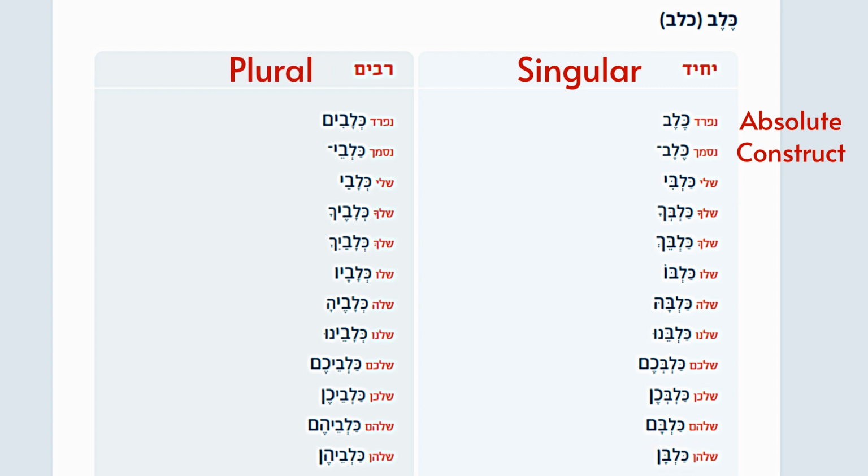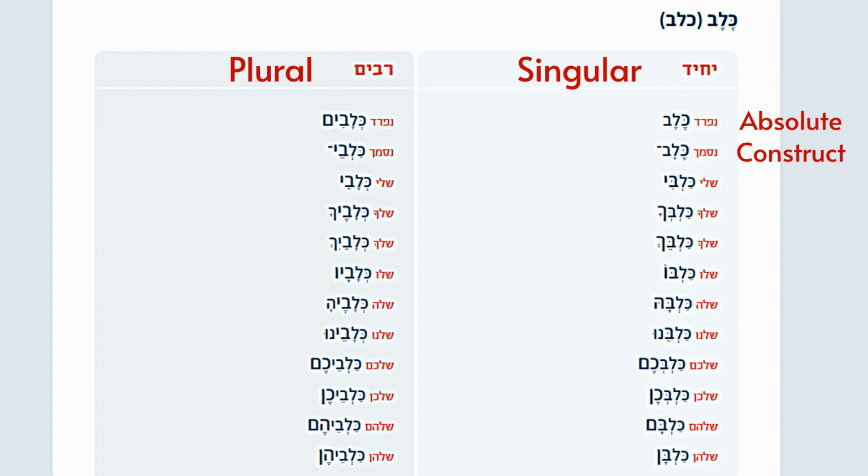On the plural side, we see that the construct form of kalavim, dogs, is kalve. Now when we add suffixes to construct forms ending with an e, that e drops off. With the plural suffixes from the second group, -echem, -echen, -ehem, and -ehen, the vowels of kalve remain the same. Kalvechem, your dogs, masculine plural. Kalvechen, your dogs, feminine plural. Kalvehem, their dogs in masculine form. And kalvehen, their dogs in feminine form.